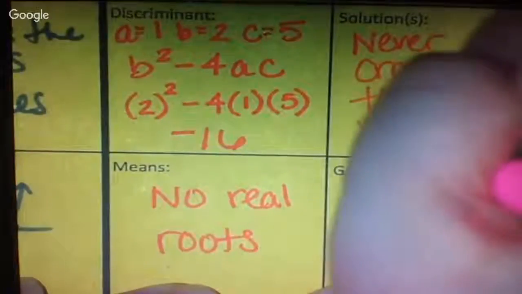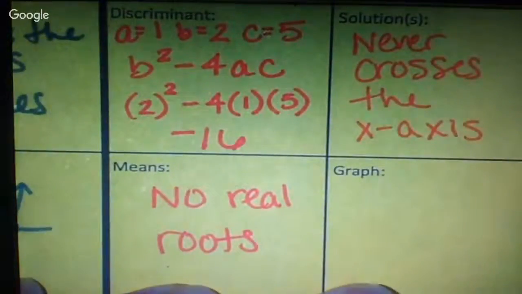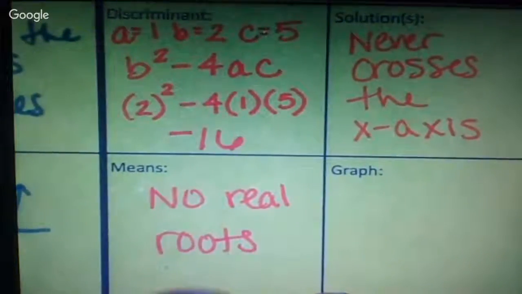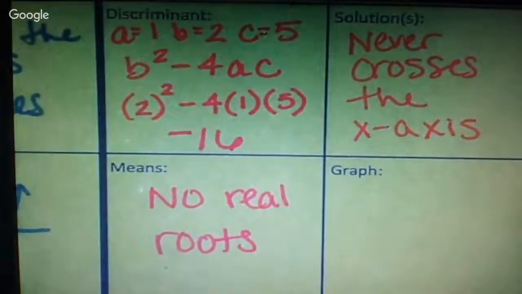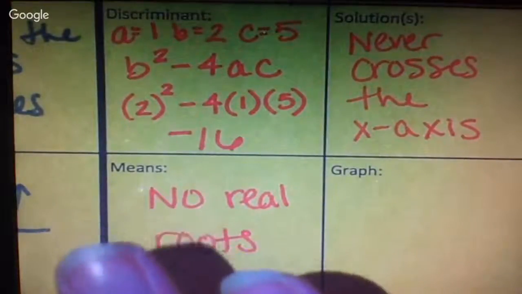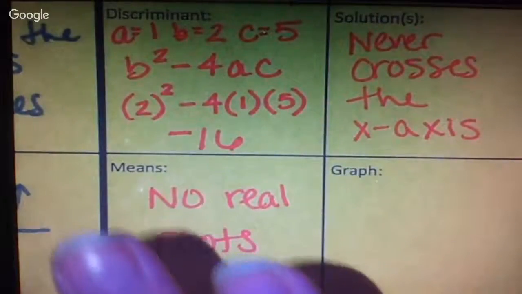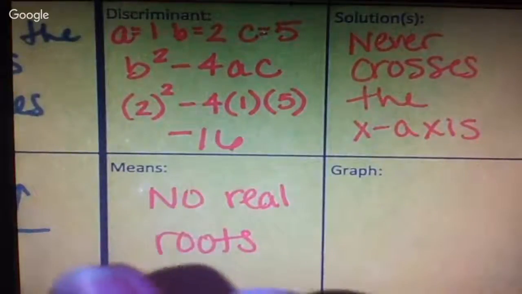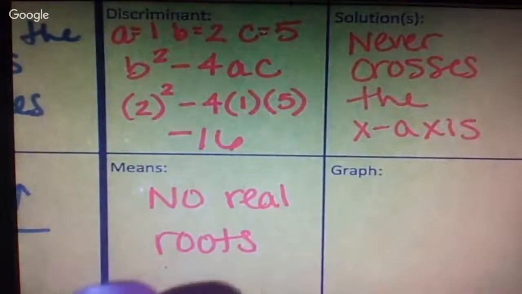I got a question. Yes. What if the result equals 1? Then it will be 1 real root? No. 1 is greater than 0, so it would be 2 real roots. Okay. Anything that's positive is 2 real roots. Anything that's negative is no real roots, and 0 is 1. Okay? So that's the only one that would be 1 real root?